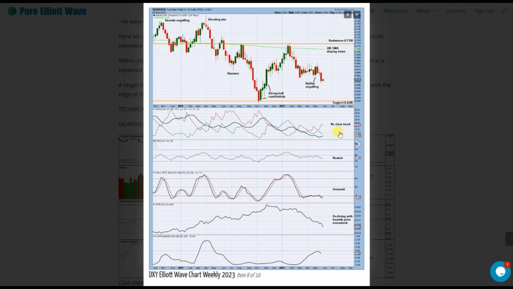ADX currently indicating no clear trend. If this line was rising and it reached above 15, currently at 12.59, then we would have the early stages of a bear trend on our hands. RSI is neutral. Stochastics are oversold. However, they can remain oversold for a while during these downward trends. ATR is declining with bearish price movement indicating volatility could be limited to the downside, and correlation between the Australian dollar and the US dollar is whipsawing up and down from the zero, showing no reliable correlation.